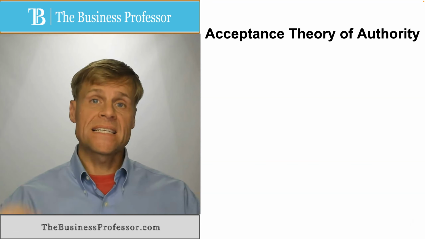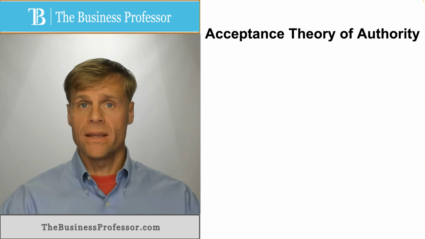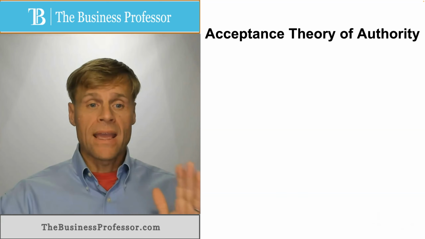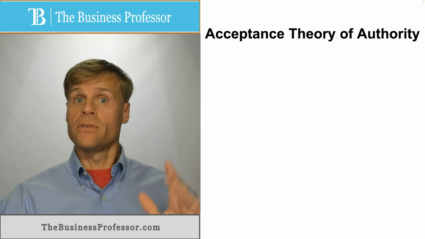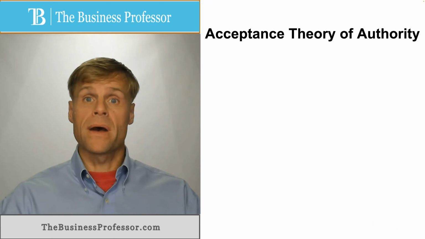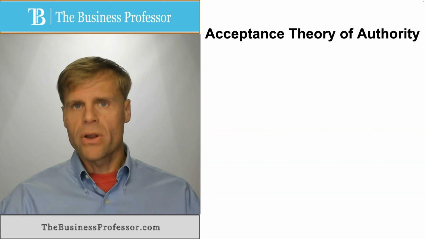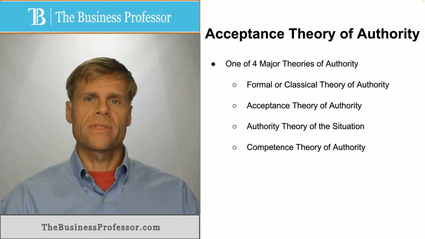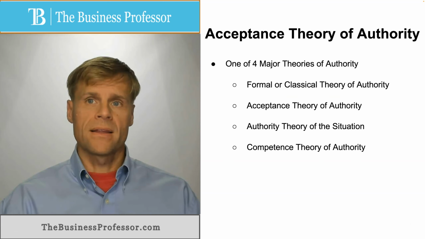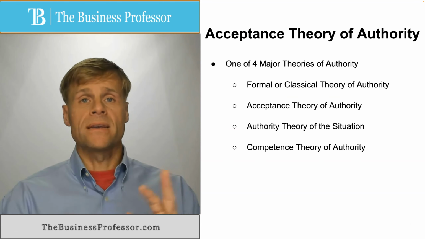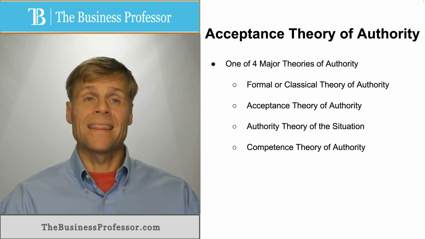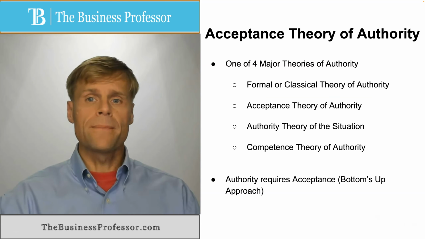What is the acceptance theory of authority? Well, this is a theory about authority and the acceptance of a superior's authority by a subordinate that was put forward by Chester Barnard, and ultimately it's become one of the four major theories of authority that exist: the formal theory, the acceptance theory, the authority theory of the situation, and the competence theory of authority.